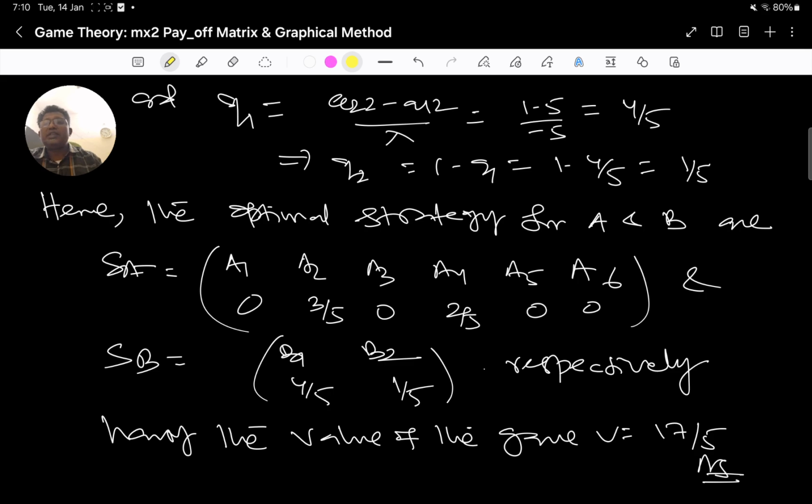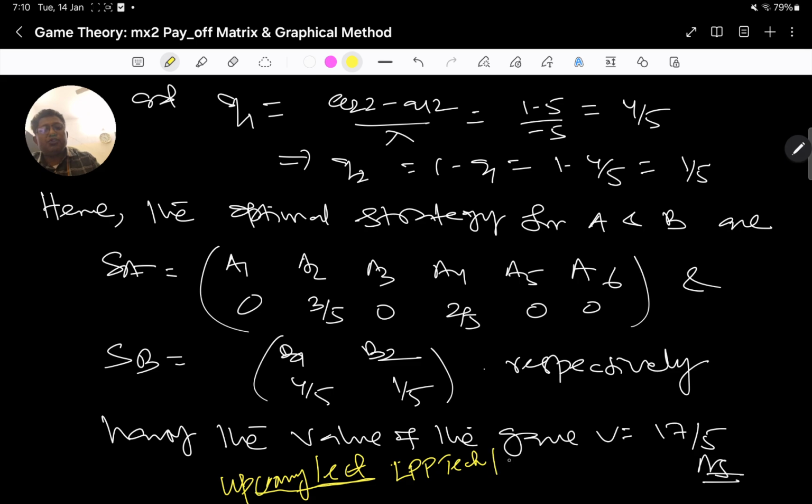Okay, so now the thing is that if it is not solvable by these techniques, then we will have to solve by the linear programming technique. So in our upcoming lecture, we shall discuss the LPP, linear programming technique, and we use here the simplex method. This method will be lengthy, right? This is the usual method. I will just tell you how to convert into a LPP, then we can use the simplex method.